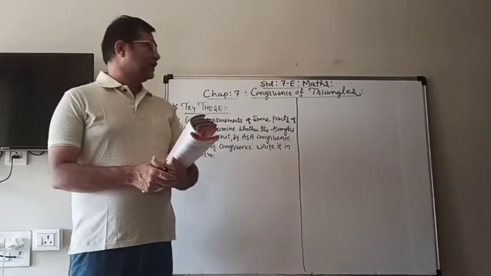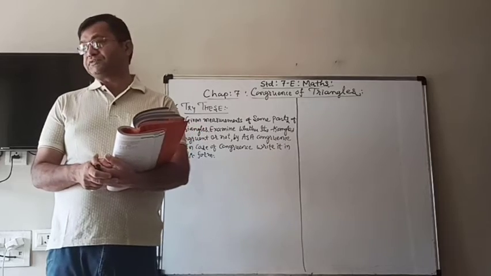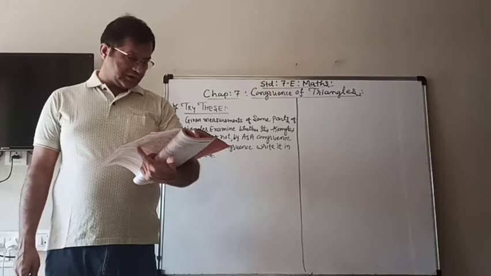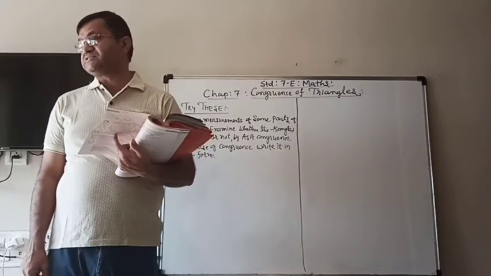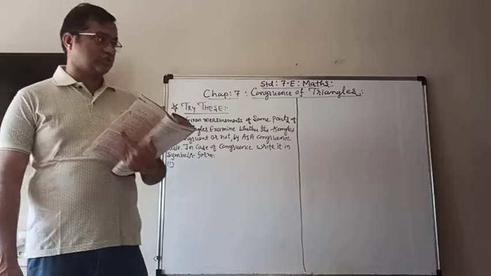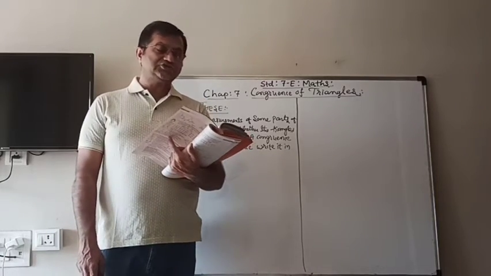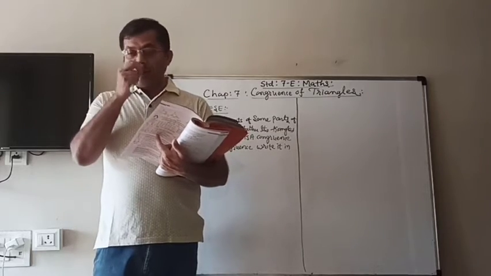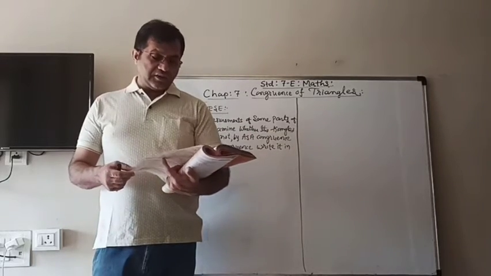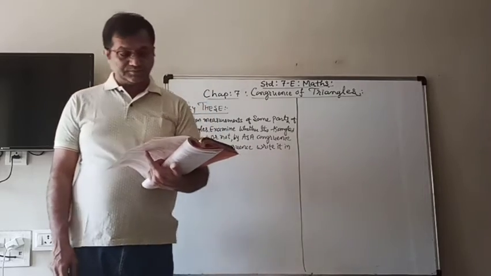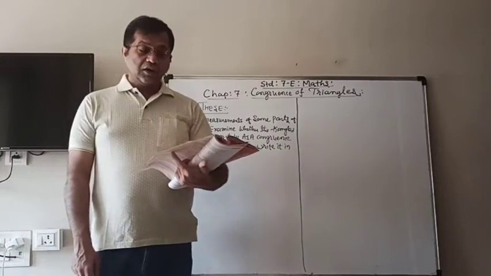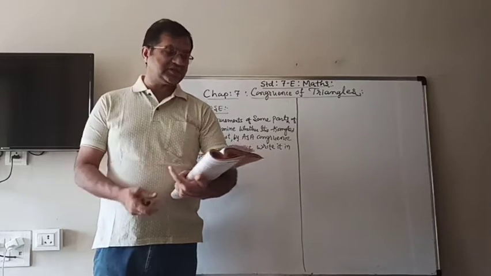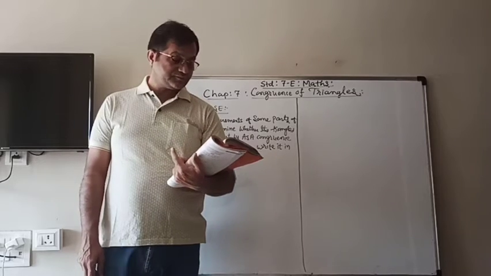We are learning the congruence of triangles. In the last session we learned one criterion, that is the ASA congruence rule for the congruence of two triangles. And we understood it with an example also. And in the Try This, I gave you some questions 1, 2 and 3 to do yourself.